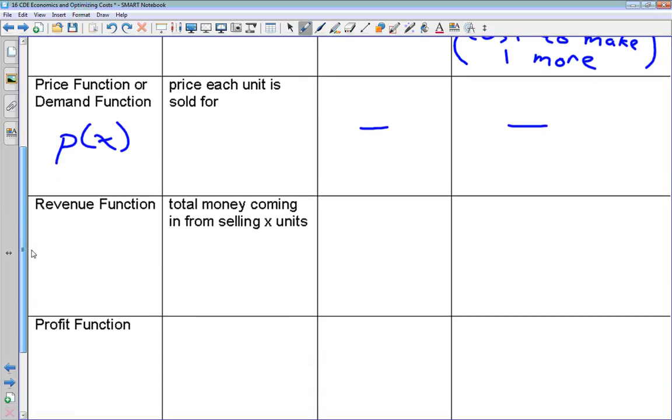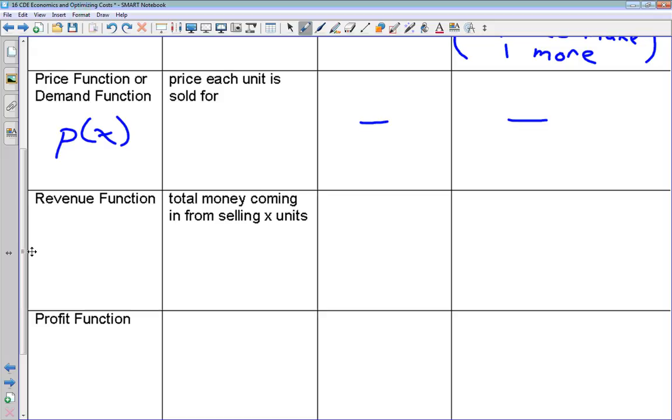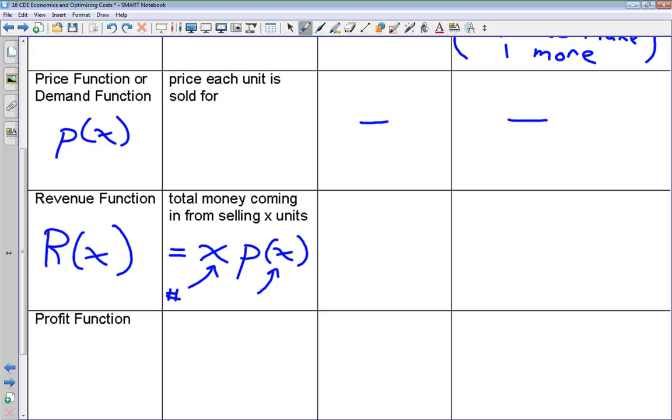What we do need to do with our price function is we usually use it to generate what is known as our revenue function, capital R at x. Okay. So revenue is the total amount of money coming in from selling these x number of units that you're producing or sold. And we can calculate this by taking x, the number of units that we produce or sell, and multiplying it by our price function. So it's the number that we sell times the price for each one. I'll put multiplication in the middle there.